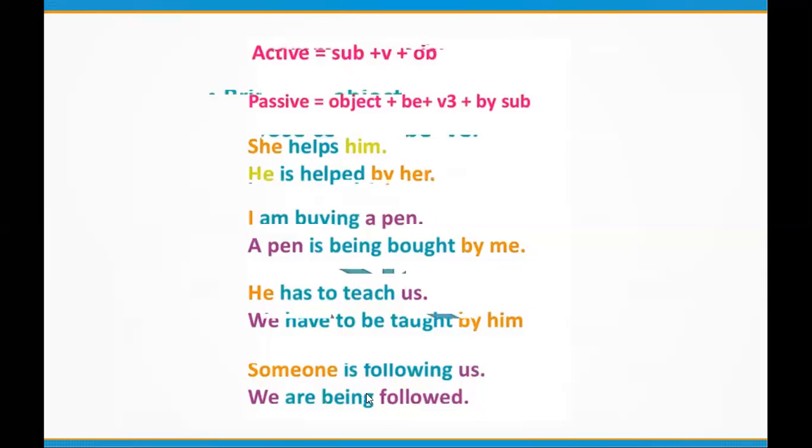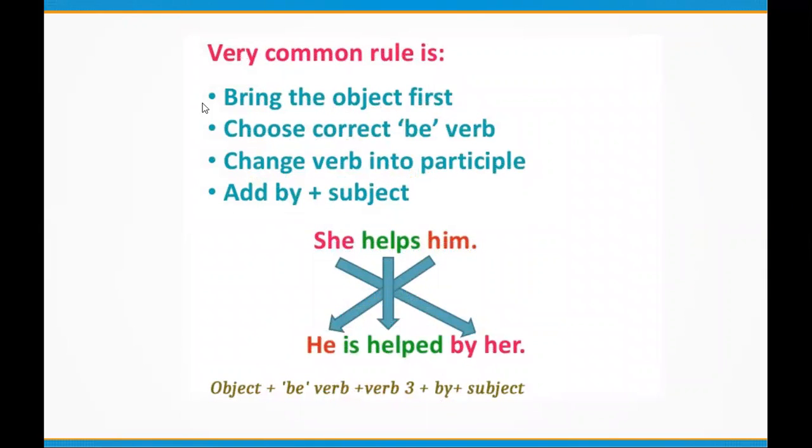So now we can see very common rules. What is a very common rule in active voice and passive voice? First, we have to bring the object first. Second, choose the correct be verb. Third, change the verb into participle. Fourth, add by plus subject. So again I will tell you, this is the very common rule: bring the object first, choose the correct be verb, change the verb into participle, add by plus subject.